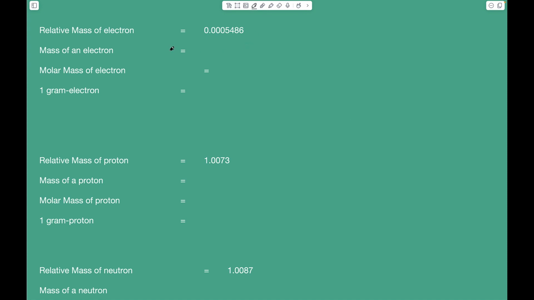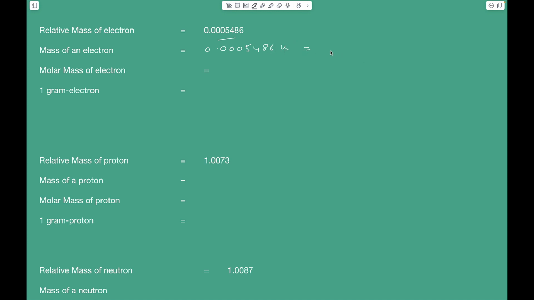Now let us try to apply the knowledge we learned in the previous video to subatomic particles like electrons, protons and neutrons. Here is the experimentally measured relative mass of an electron approximately. That is, one electron is this many times as heavy as our standard, that is, the unified atomic mass unit. Now how do you get the mass of an electron? You know how to do that. You simply have to express its relative mass in u.